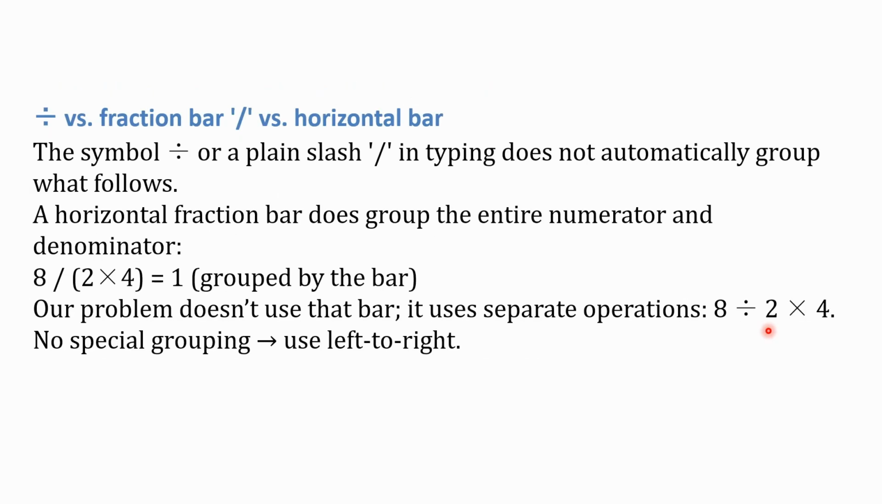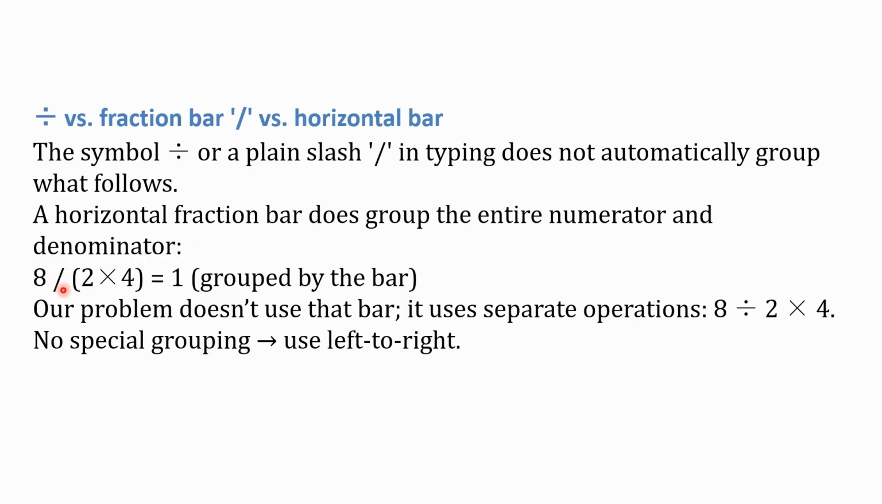Now, you have some confusion as well over division symbols. I know ISO has a thing where they don't recommend the use of the obelus. So you have the obelus, which is the little horizontal line here with the dots above and below, versus your fraction bar, versus the horizontal bar, which is a horizontal line that I don't show here. But the symbol here, this is an obelus, or a plain slash in typing, does not automatically group what follows. Now, if you have a horizontal fraction bar, that does group the entire numerator and denominator.